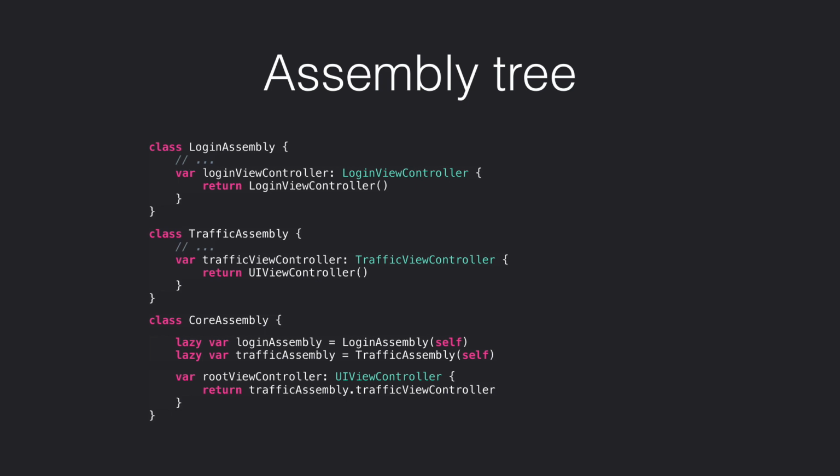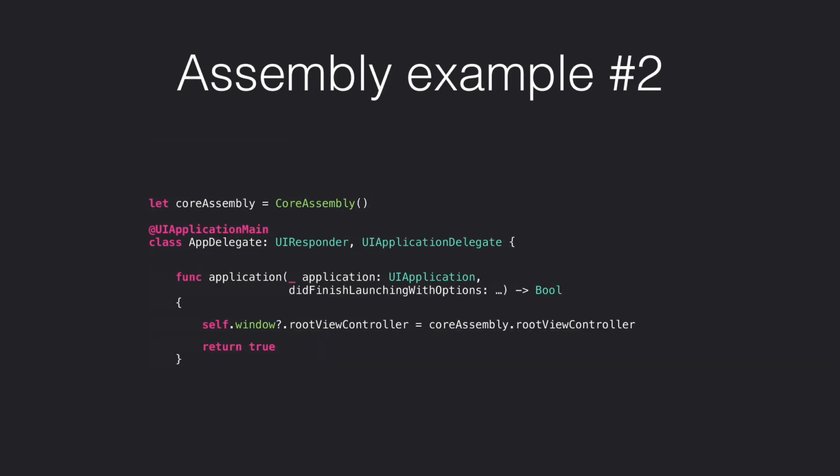Core assembly is something that gives your root view controller for your whole application. So what you have in this assembly is basically two lazily created other assemblies, one for login, one for traffic. And your root view controller, which is actually assigned to the root window of your application, just picks one from those assemblies. And other navigation and other creation happens in a traffic assembly. I have a second example about this, because this is the most unknown part of this MVP thingy.